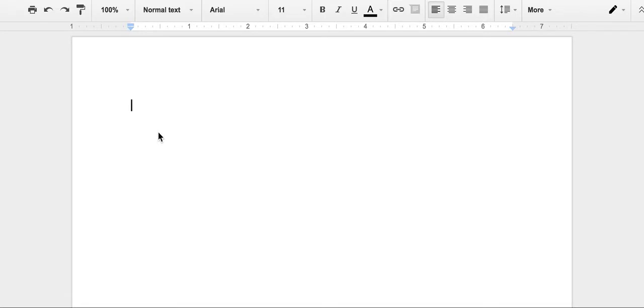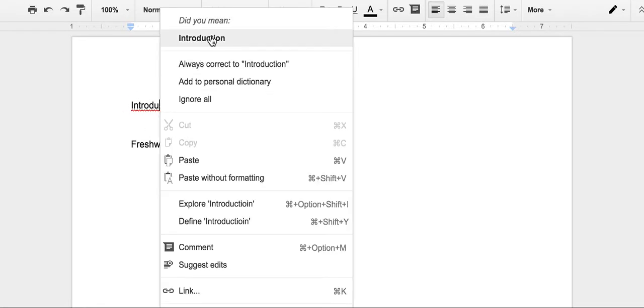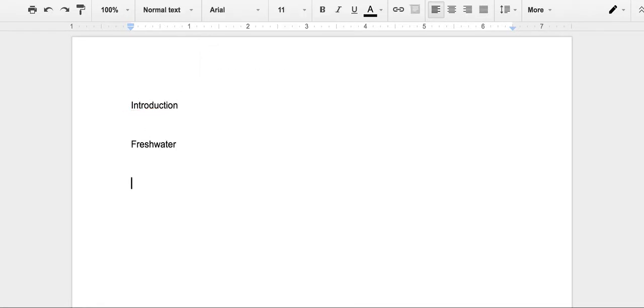So to start, every paper is going to include an introduction. So we're going to write that as our first header. The second section is going to be on freshwater. In this section, you're going to be talking about the different uses of freshwater, what freshwater is, and why it's so important to the world. These are things that you should have been talking about and learning about the first week of the paper.